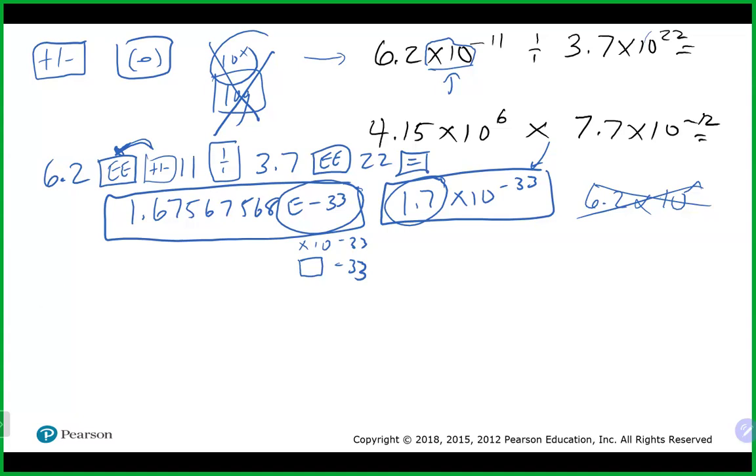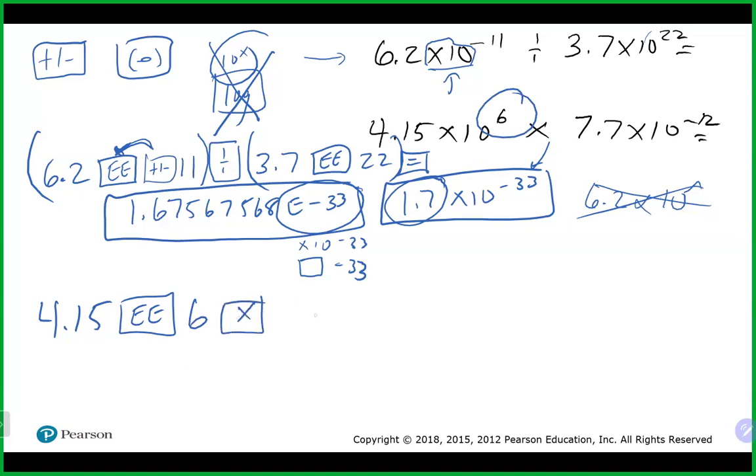Okay, so let's take a look at the next one, and we want to punch it in the same way. Obviously, if you have the one where you need to do parentheses, you've got to put parentheses around each of these numbers on your calculator. Now, for the next one, we want to go 4.15. Once again, we're going to do our exponent button. In this case, we do have a positive 6, so we're going to go 6. We're going to hit the multiplication button, and 7.7, exponent button. Once again, we have a negative 22, I think it says. So we're going to do our negative button to turn it into a negative number, 22, and then hit equals.